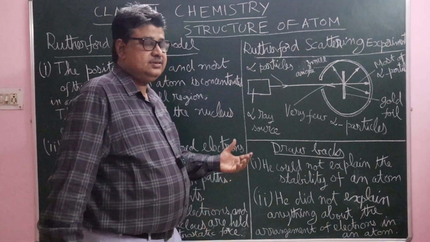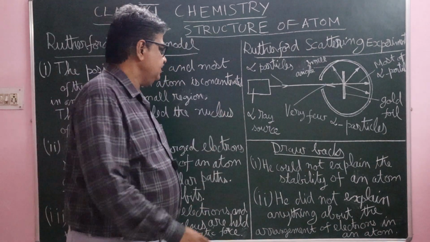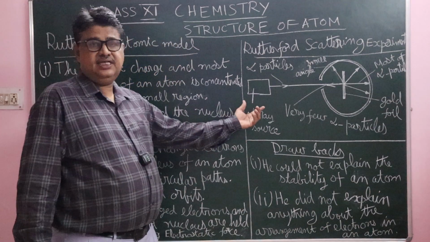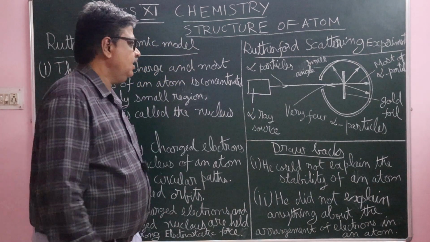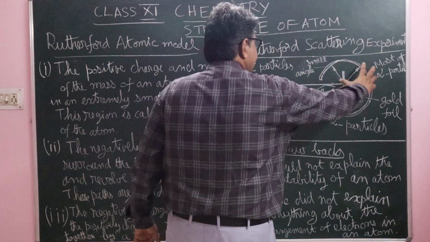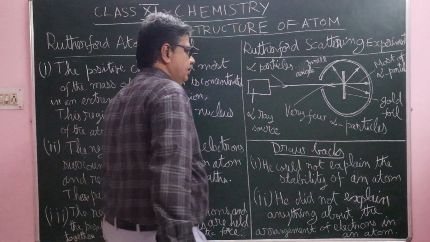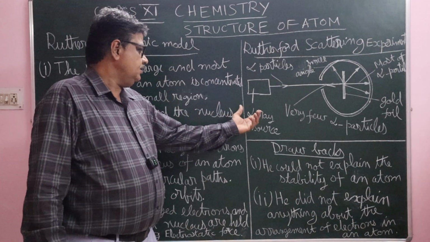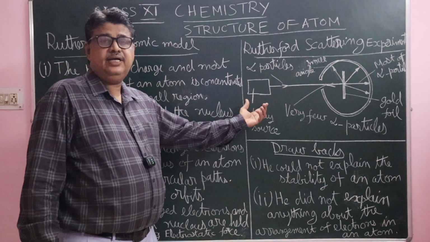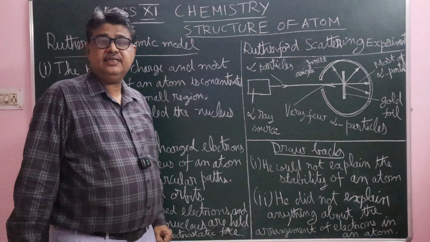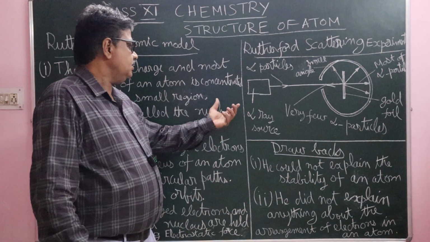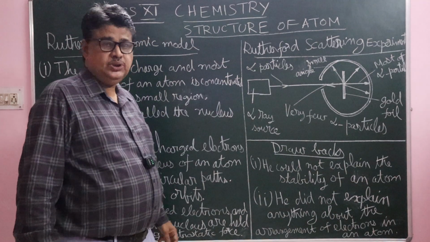See, this is Rutherford's experiment. It consists of a radioactive source, a device like this. This is a circular screen. Alpha particles are emitted by this radioactive source. Alpha particles are positively charged particles.